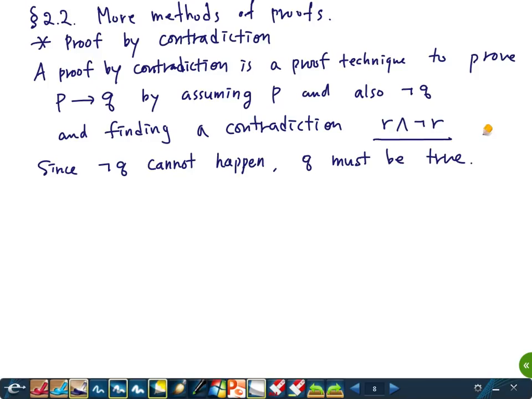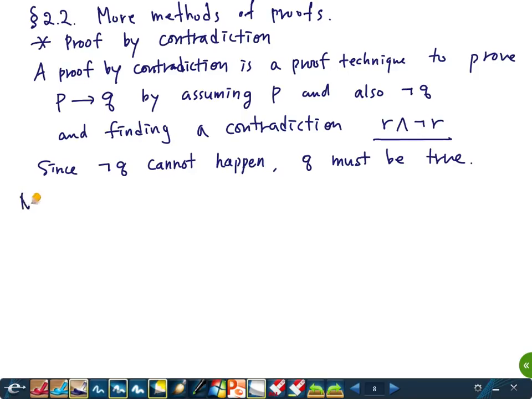So this is a typical flow of proof by contradiction. Assume the negation. You assume that the conclusion is false, and then you find a contradiction. Because of this, the conclusion must be true. That is the technique called proof by contradiction.